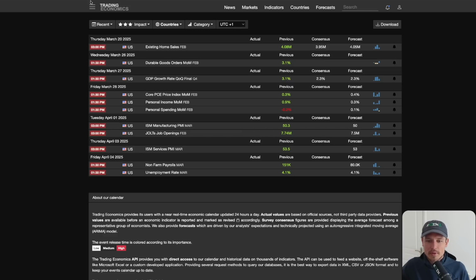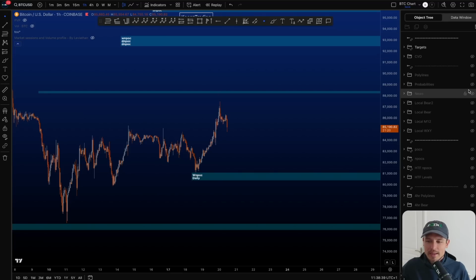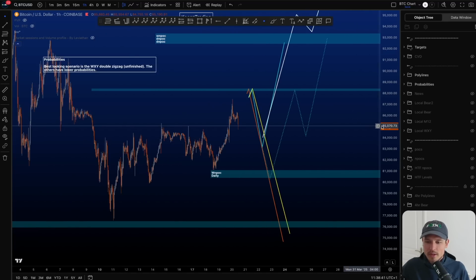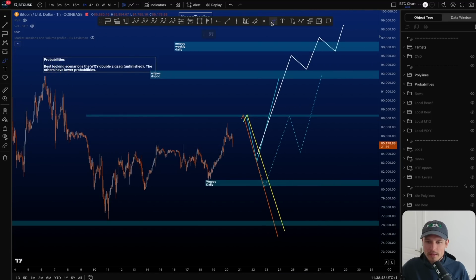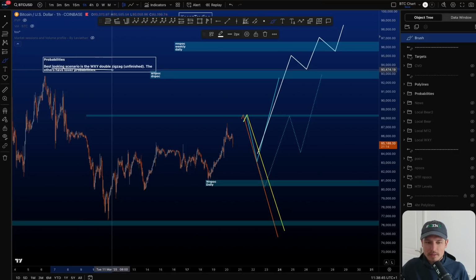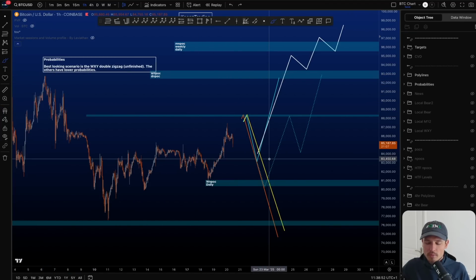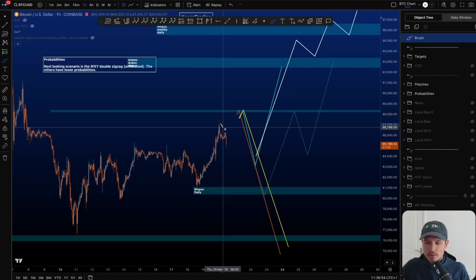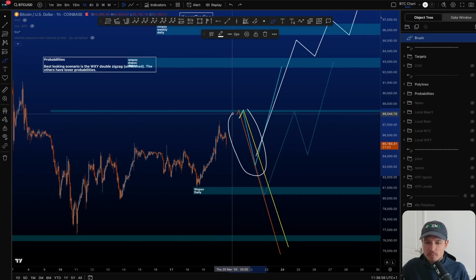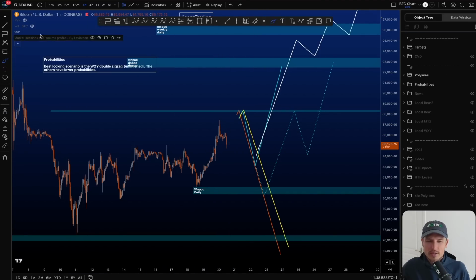So let's then wrap things up with the news here. 3 p.m. Central European time, we have some high impact news. Make sure you trade safe, can increase the volatility. If we then look at the polylines and the probabilities, then currently the best looking highest probability scenario would be the double zigzag, which is the blue polyline. The others have lower probabilities. No surprise though to see a little bit of a retracement. Most of the polylines are looking for that retracement.